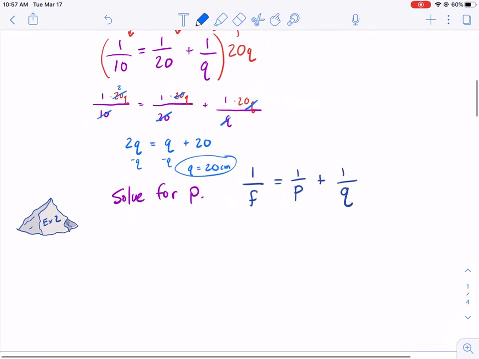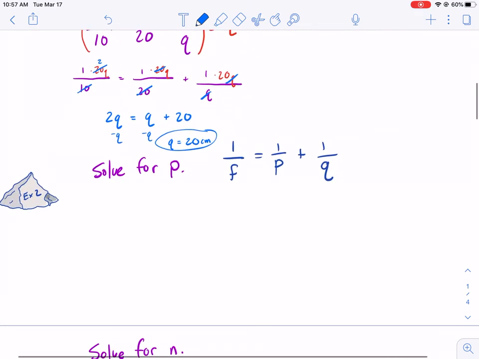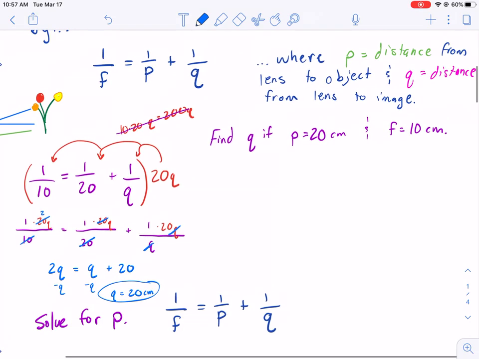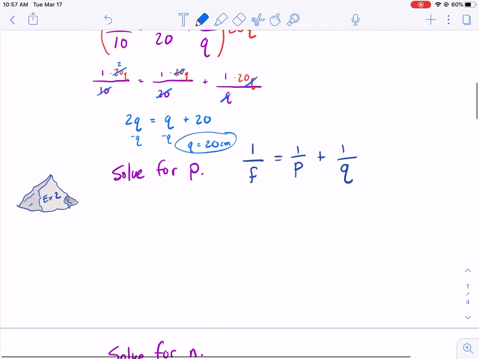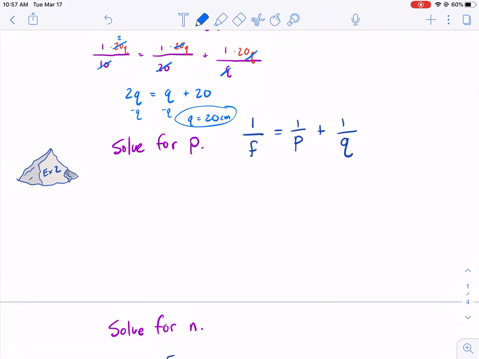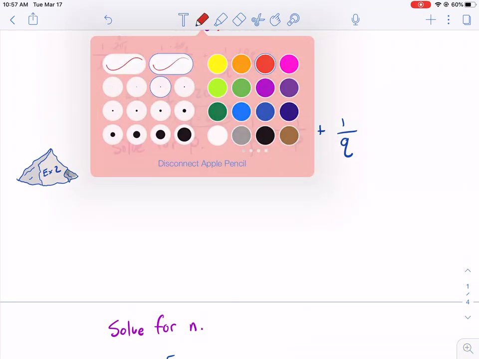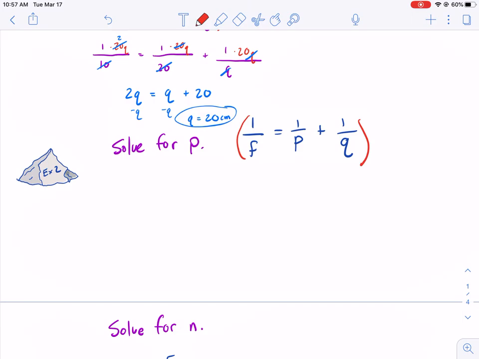Now we have a more abstract sense. We're trying to solve for p. If we wanted to find the distance from the lens to the object and just input numbers for our variables, we would do that. But now we want to get rid of all the denominators and there are no numbers, so we need to find our least common multiple. What do f, p, and q all go into? In this case, we multiply all three together, and that is our least common multiple. There's nothing else that f, p, and q all go into except f times p times q.